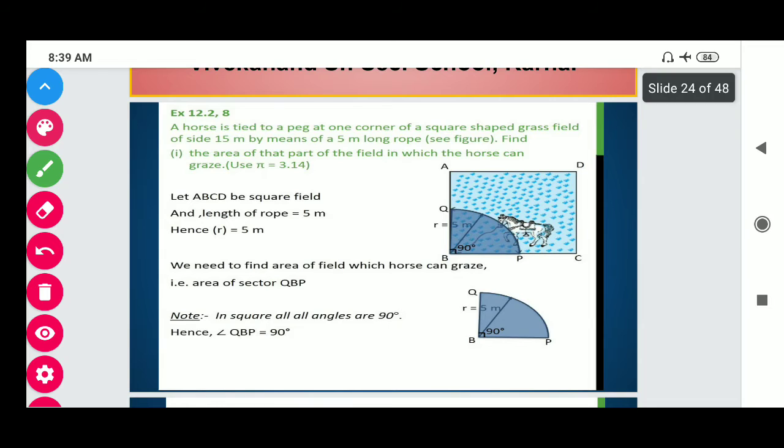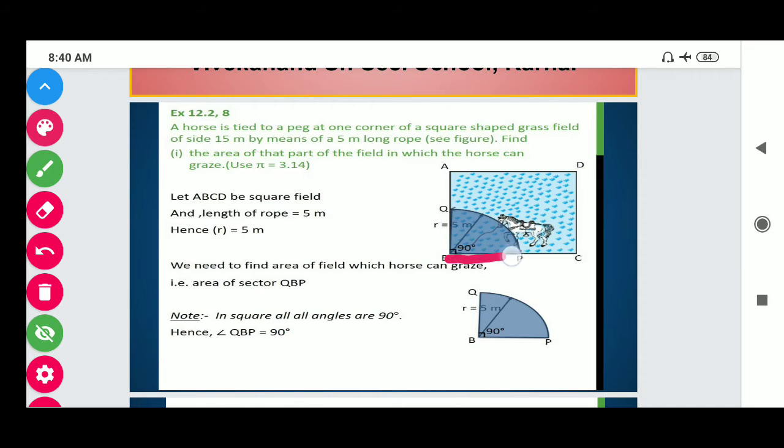A horse is tied to a peg at one corner of a square shaped grass field of side 15 meter by means of a 5-meter long rope. Find the area of that part of the field in which the horse can graze. Students, here we have a field ABCD, that is a square field with the side of 15 meter, and a horse is tied to a peg at point B with a 5-meter long rope.